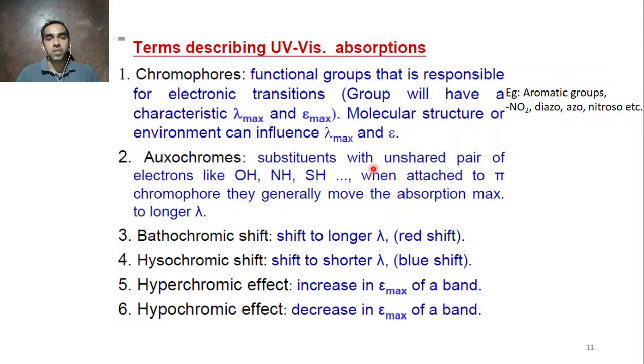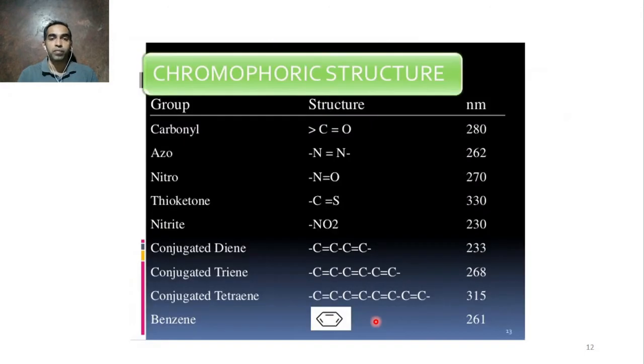Auxochromes are substituents with unshared pairs of electrons like OH, NH and SH. When attached to a chromophore, they generally move the absorption maximum to longer lambda. These are substituents which, along with the chromophore, change the position of lambda max and epsilon max. And there is something called bathochromic shift. Bathochromic shift means shift to longer lambda, and hypsochromic shift is a shift to shorter lambda. They are also called red shift and blue shift respectively. Hyperchromic effect is an increase in epsilon maximum, and hypochromic effect is a decrease in epsilon maximum of the band.